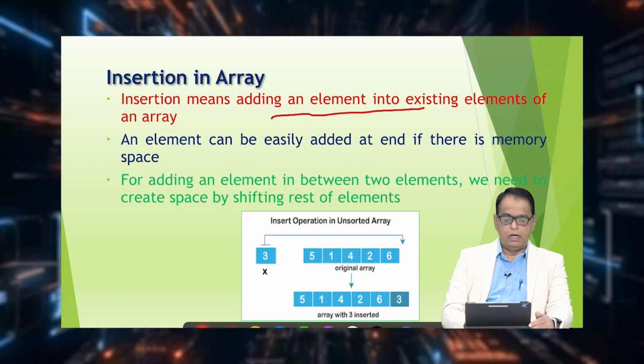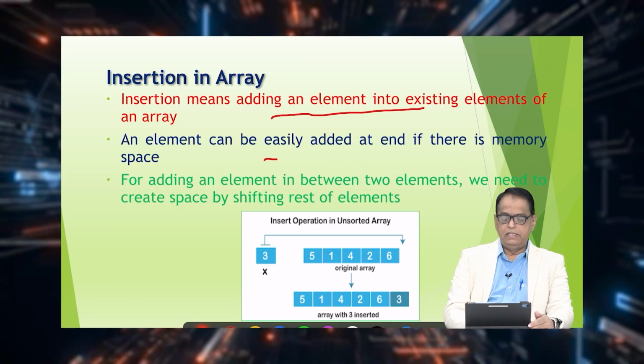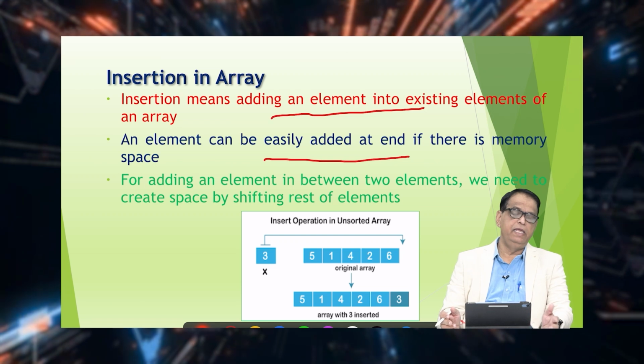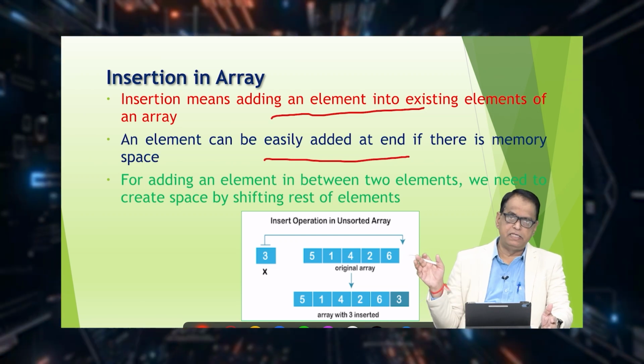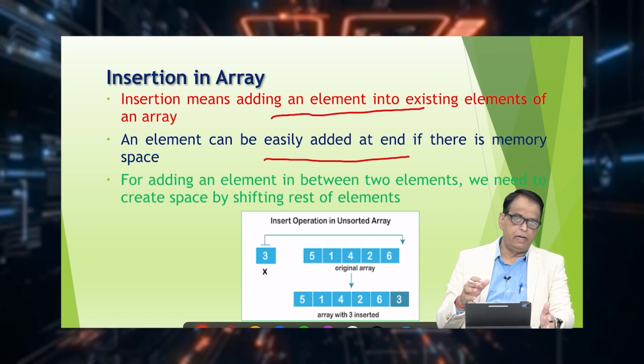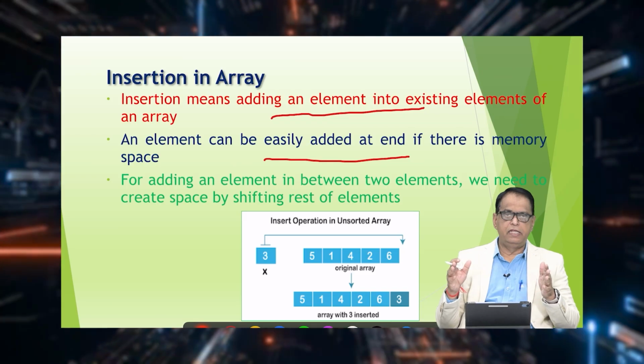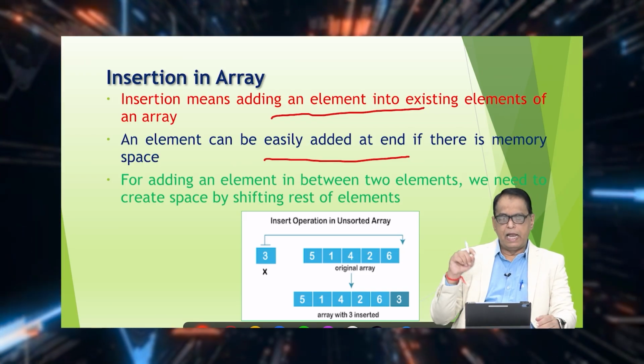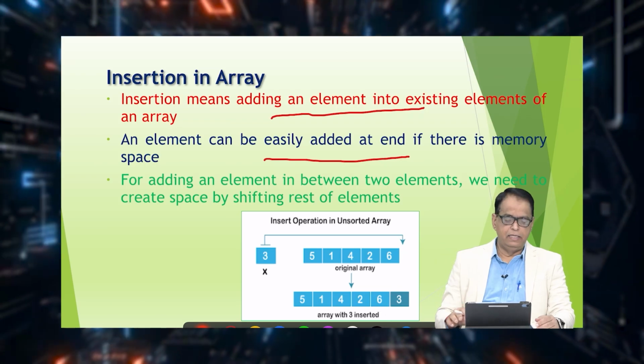Now, an element can be easily added at the end. Adding an element at the end is very easy because there is empty space in memory, and we know that a certain amount of space has been allocated in memory for the array. So if there is an empty space, you can easily add the element at the end.